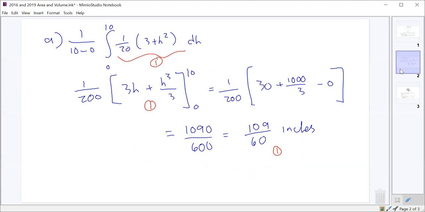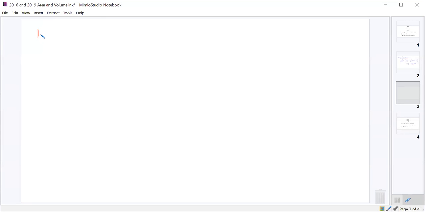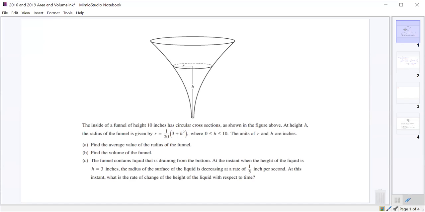All right, part B. Any other questions on part A? Everybody good there? Yeah. Okay. So for part B, we're looking for just the volume of the funnel. If we take cross sections perpendicular to our h axis, we're going to get disks. So it should just be pi times the radius squared.